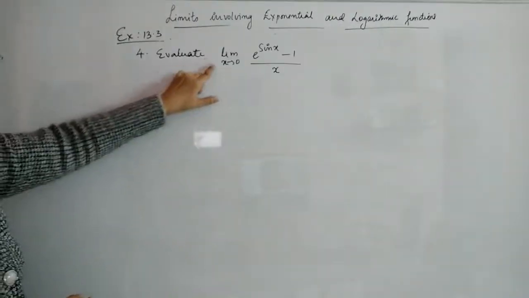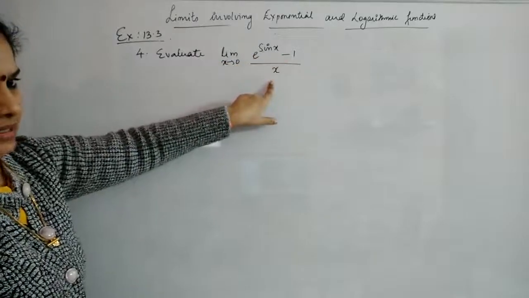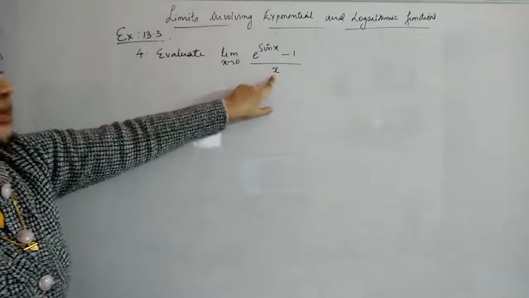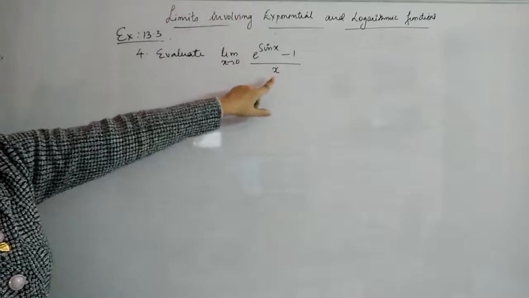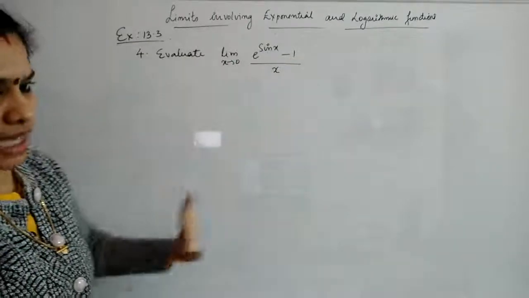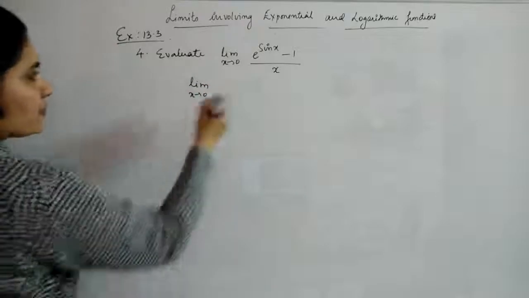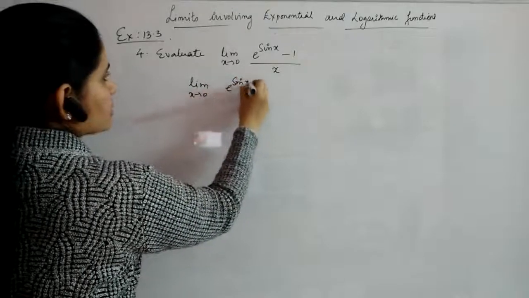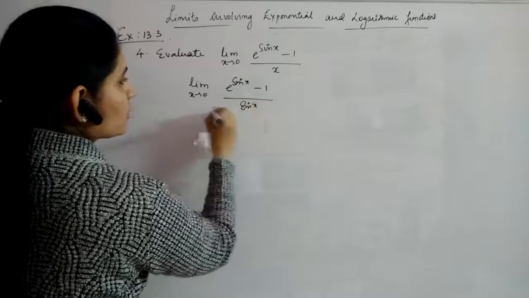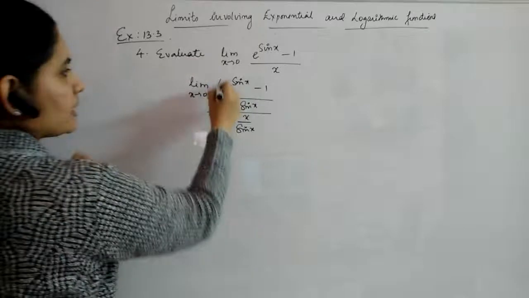Next question is limit x tends to 0, (e raised to sin x minus 1) by x. So the power of e is sin x, and in the denominator you have only x. So what we need to do is divide and multiply by sin x. Limit x tends to 0, (e raised to sin x minus 1) divided by sin x, whole divided by x by sin x. So no change in the question, right?